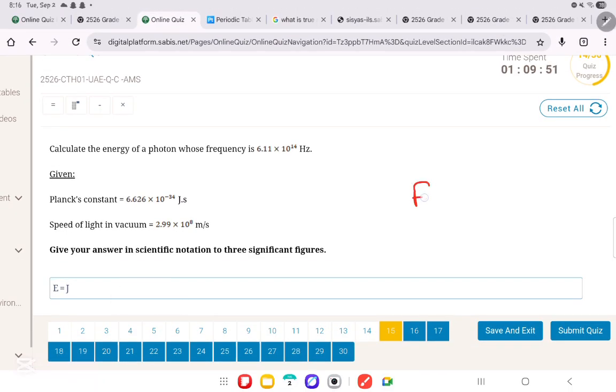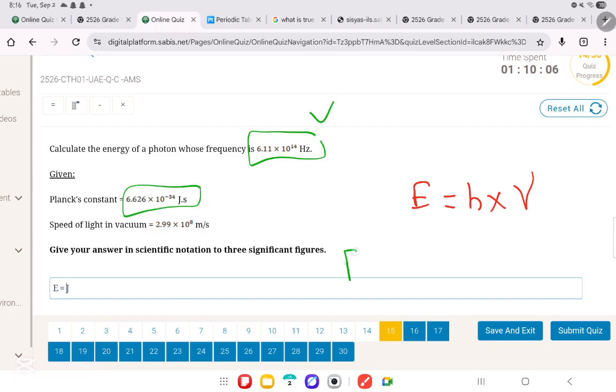Energy is equal to Planck's constant multiplied by v, which is the frequency. We have v, the frequency, over here, and we have Planck's constant. We only need to multiply them together in order to get the energy. So energy is equal to 6.626 times 10 to the power of minus 34 multiplied by 6.11 times 10 to the power of 14.